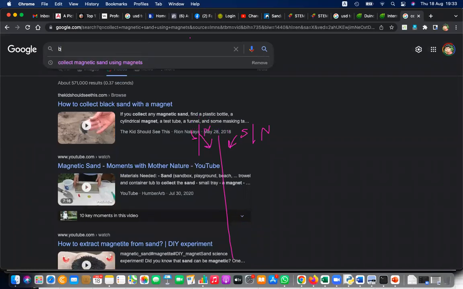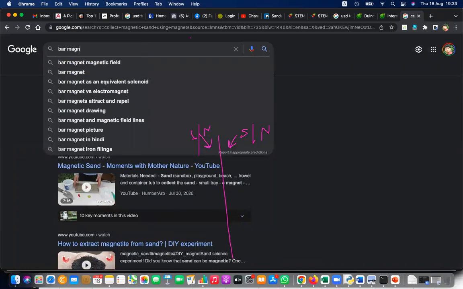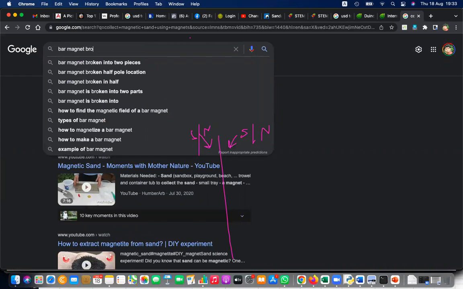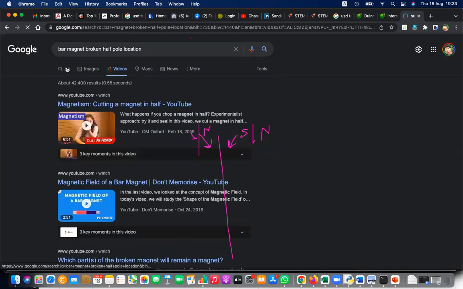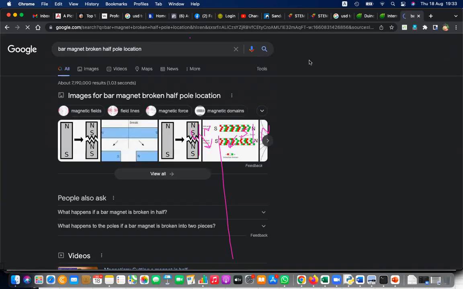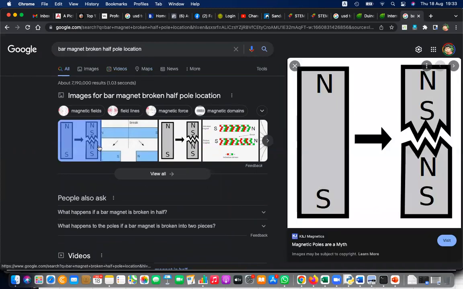So, a bar magnet. When you break it into two pieces, what will happen to the poles? So what will happen to the poles when you break this down into two? So see here.